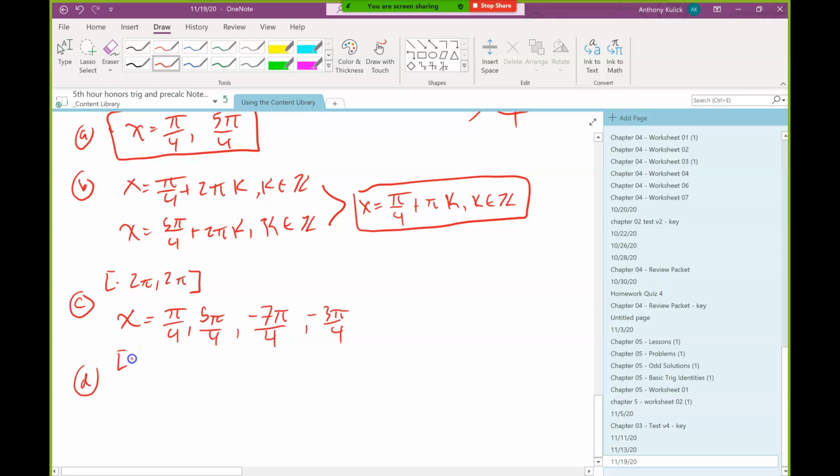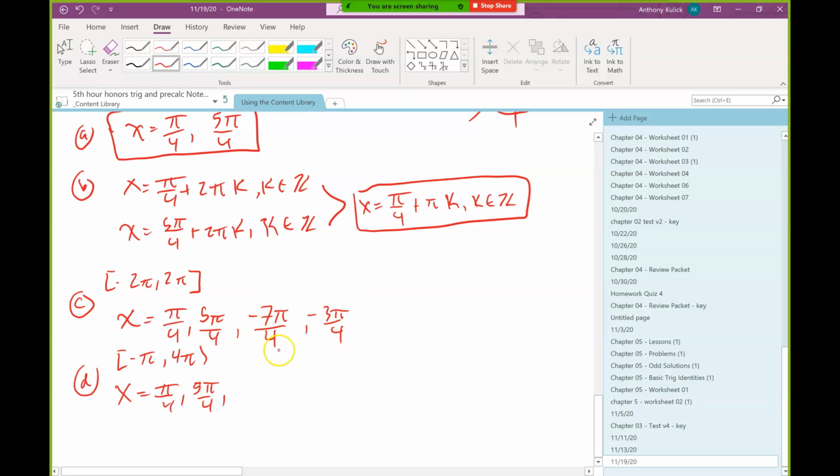For E, we're looking for negative pi to 2 pi. Or to 4 pi, excuse me. So I know that 0 to 2 pi is still a subset of that. So my answers from part A are still good.